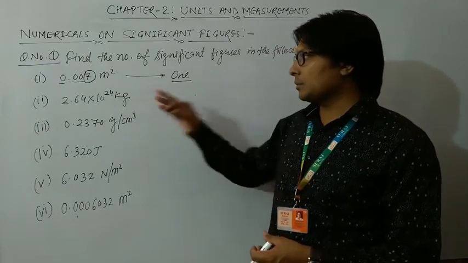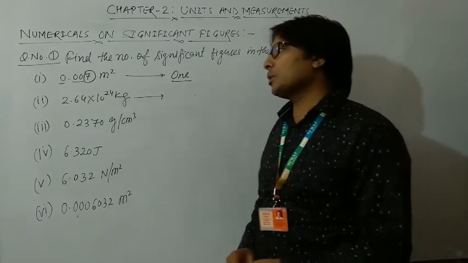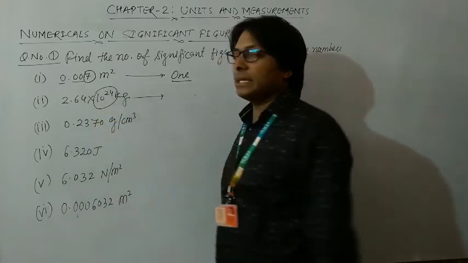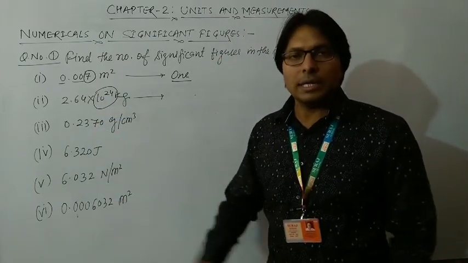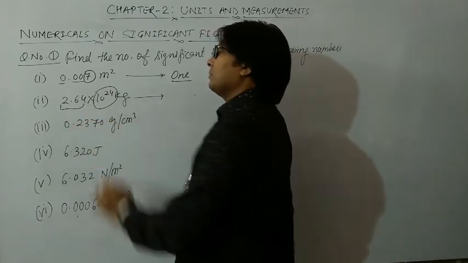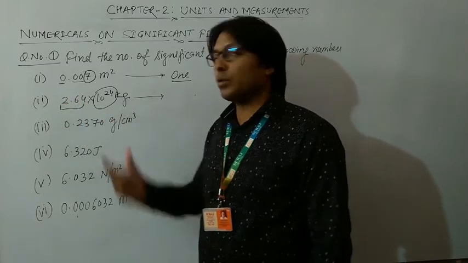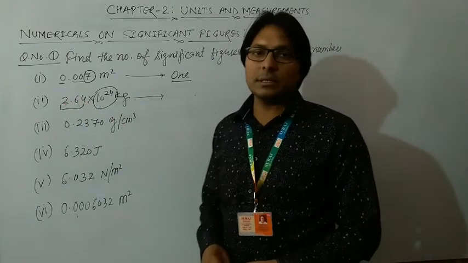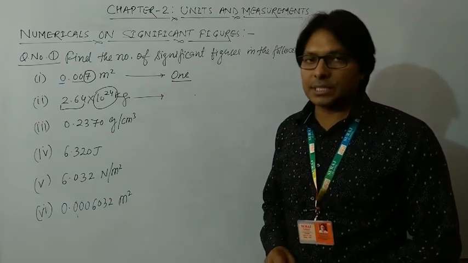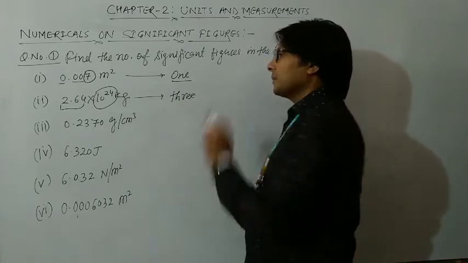So this is the answer of this question, that in this number there is only 1 significant figure. Now coming on to the next part, 2.64 into 10 to the power 24, and here you can say that this power of 10 does not have any significance. So this will decide the significant figures, and here 264 are non-zero digits, and all the non-zero digits are considered to be significant figures. Therefore the answer will be 3.